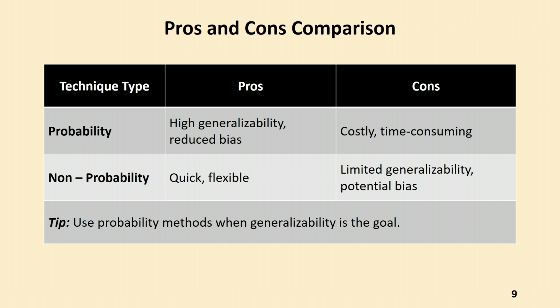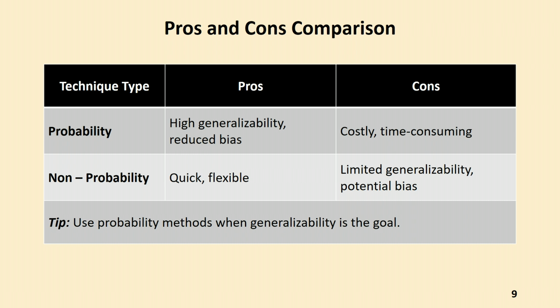Next is non-probability: quick, flexible. Very important, but sometimes you have to understand that the demand of the research is like that, that you have to make a selection of sample in a quick way. You have to make it flexible. It's not that you are only selecting non-probability for a quick and flexible method. The research demands such a kind of sample, that you have to select the sample in a quick and flexible manner.